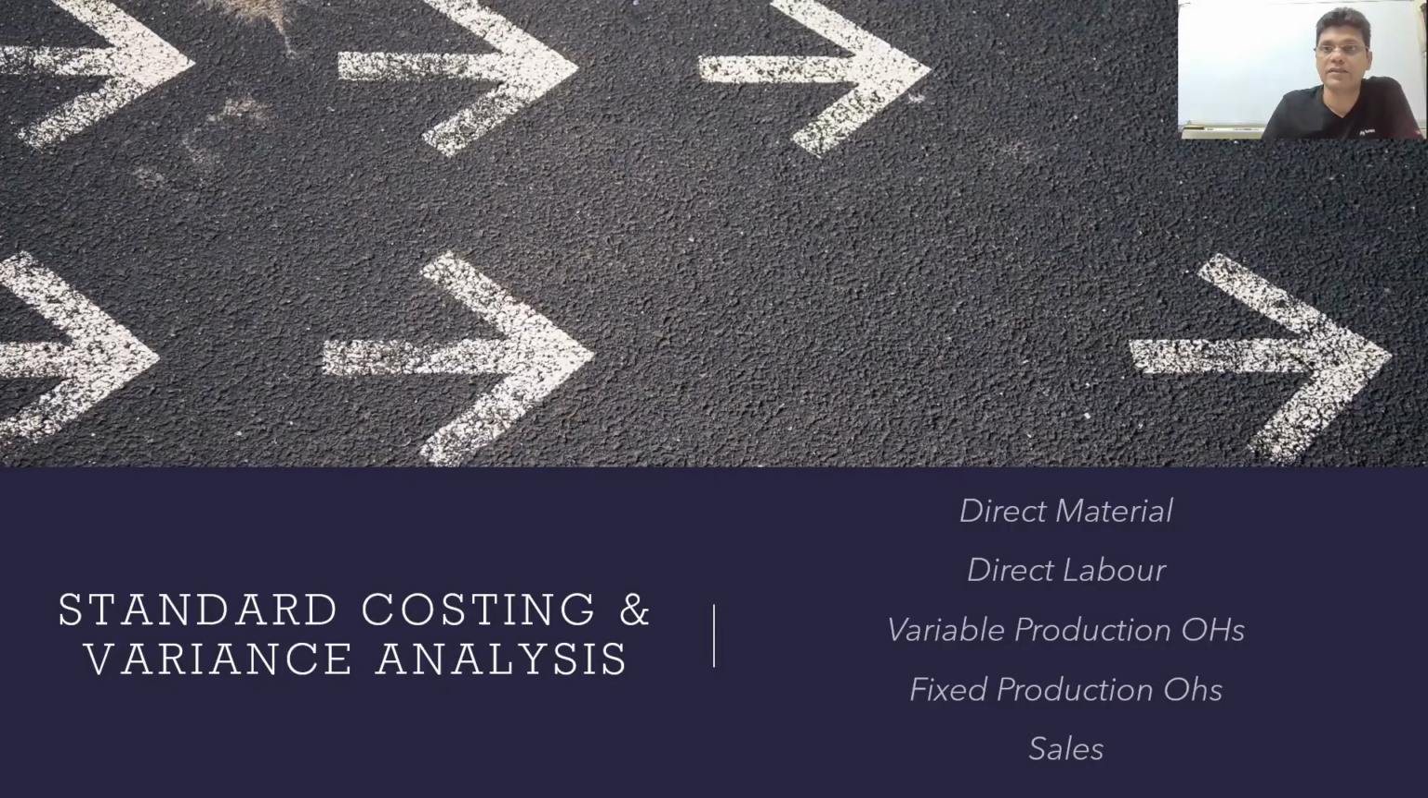In this session, I'll be discussing standard costing and variance analysis. Under this, I'll be discussing different types of variances, such as direct material variances, direct labor variances, then variable production overhead variances, then fixed production overheads and sales variances. So basically we have different types of variances that we need to calculate under standard costing and variance analysis.